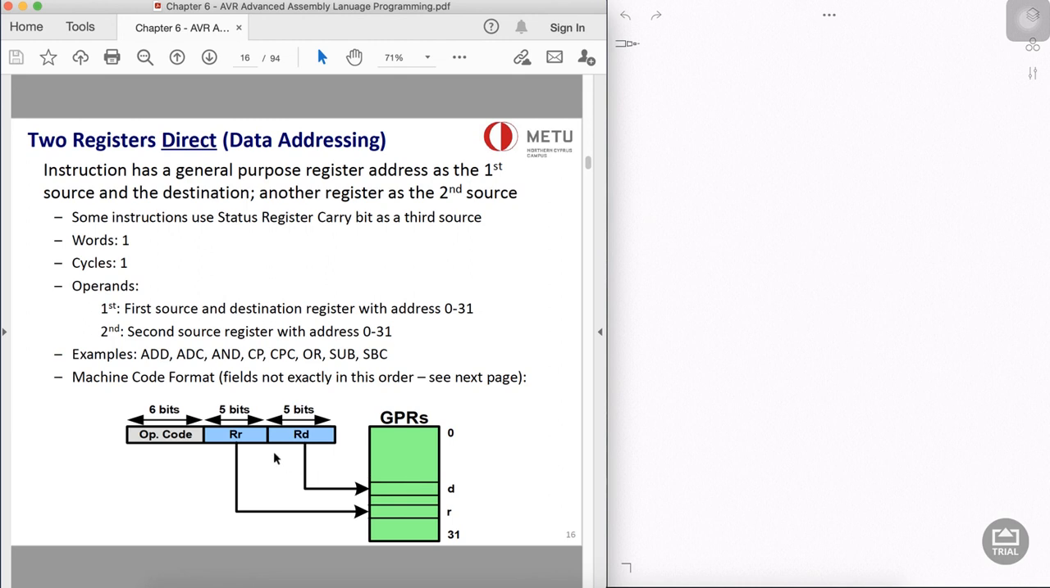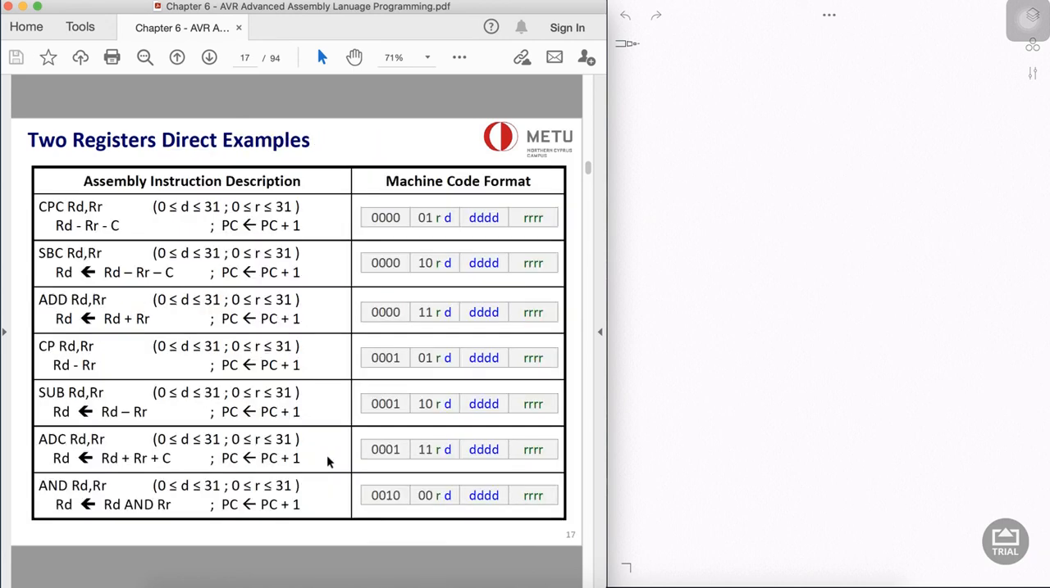As you can see from the diagram as well, any GPR can be specified between RR and RD. If you look at these examples over here, CPC, SBC, add, compare, subtract, add with carry, they all have two registers specified. So we have to specify two registers in the GPR to perform this operation. Once again, the opcodes are similar, only one bit changing at a time for different operations, and there are 5 bits to represent the GPR register address.